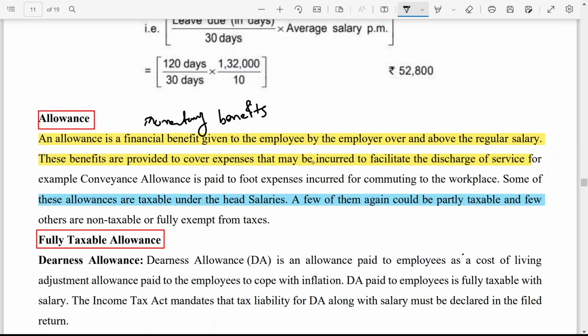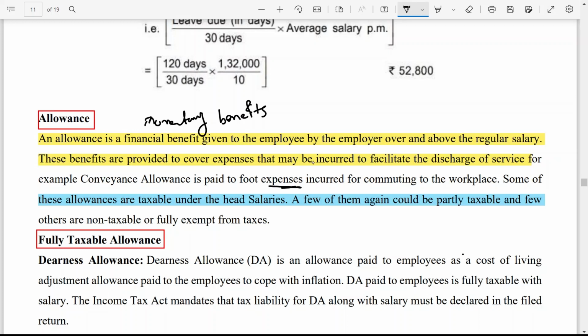The benefits are provided to cover expenses that may be incurred to facilitate the discharge of service. For example, conveyance allowance is paid to foot the expenses incurred for commuting to the workplace. So why is conveyance allowance provided? It is provided to foot the expenses incurred for commuting from home to workplace, to cope up with that expenditure.